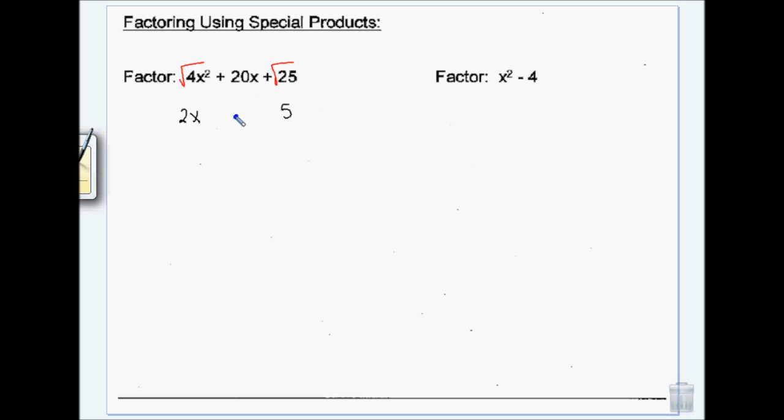And then I'm going to test to see if it's a perfect square trinomial. I'm going to multiply those two together and multiply it by 2. So I get 2x times 5, which is 10x, times 2, which is 20x. If this matches this, you have a perfect square trinomial. Does that make sense?